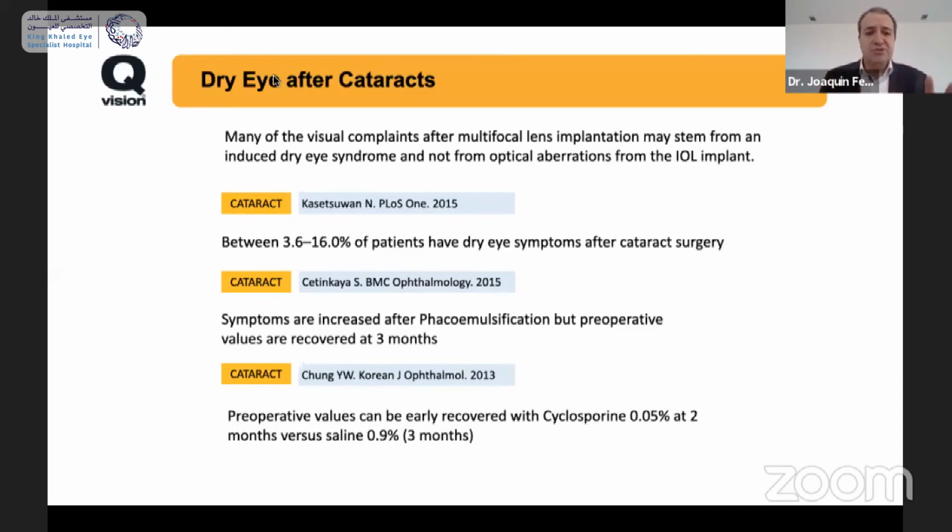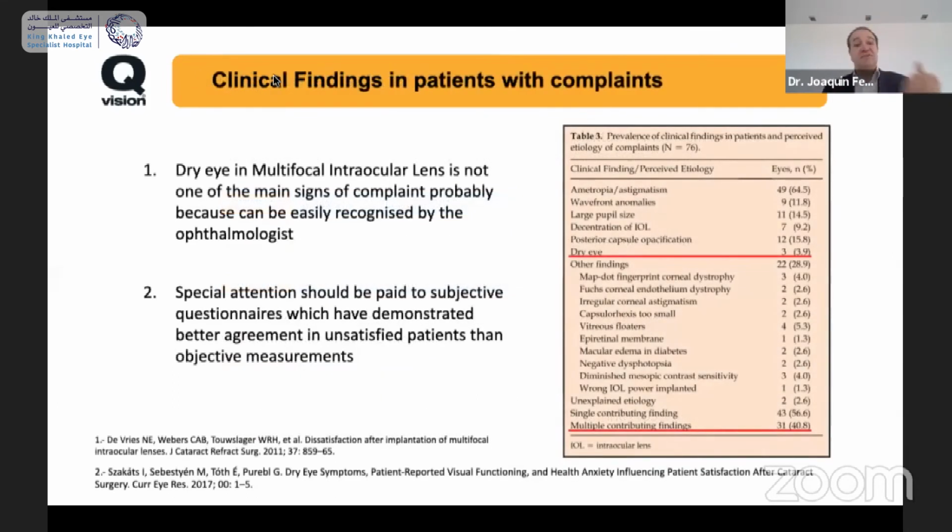So it's very important to know that between 3.6 to 16 percent of patients have dry eye symptoms after the cataract surgery. We need not to convert an asymptomatic dry eye into symptomatic dry eye. We also need to know that symptomatic patients could recover after 3 months to the preoperative value. And we could reduce the dry eye if we treat before the surgery.